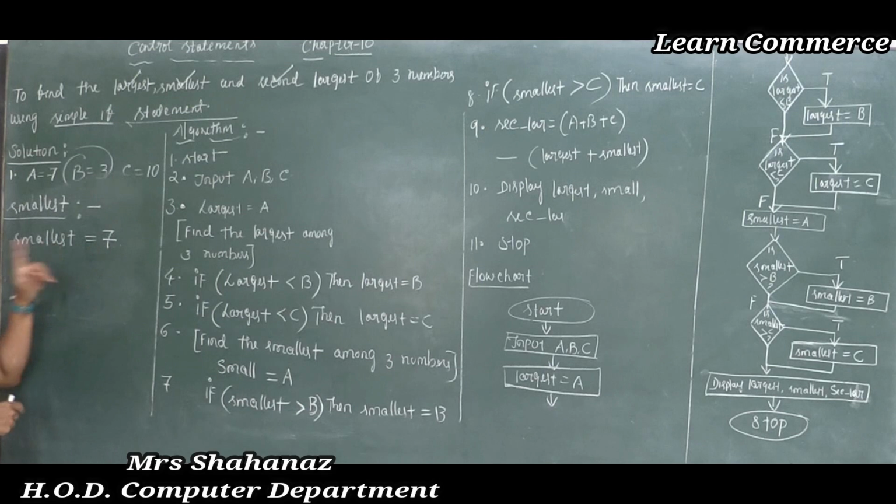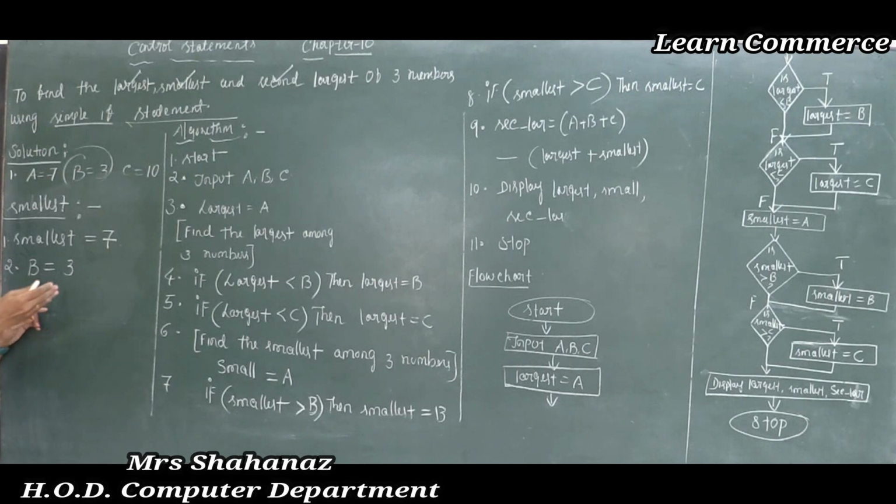Okay, now after the smallest here, later on in the second step I am going to compare the smallest with the next number, correct? So here I am comparing the second number, that is B value is equal to 3 here. So you should remember it, here we are finding the smallest value.